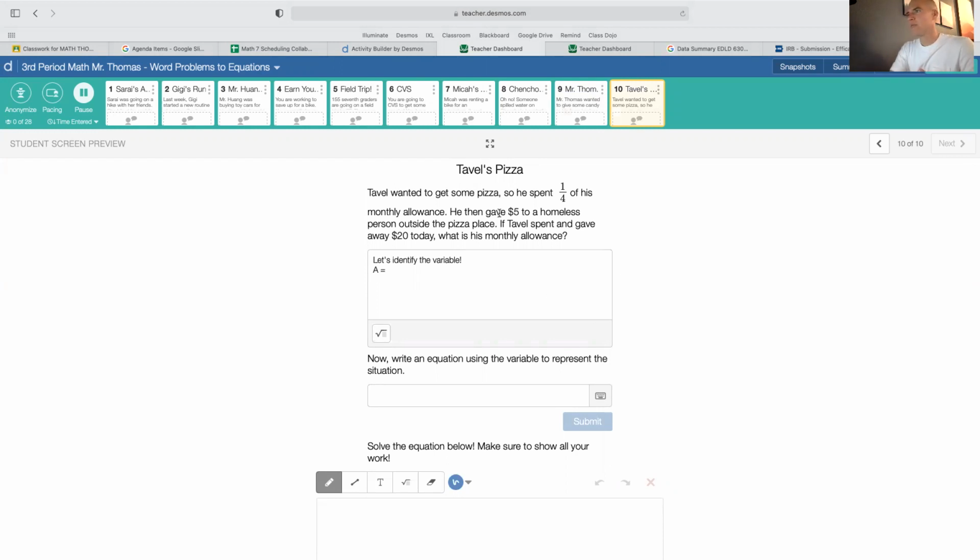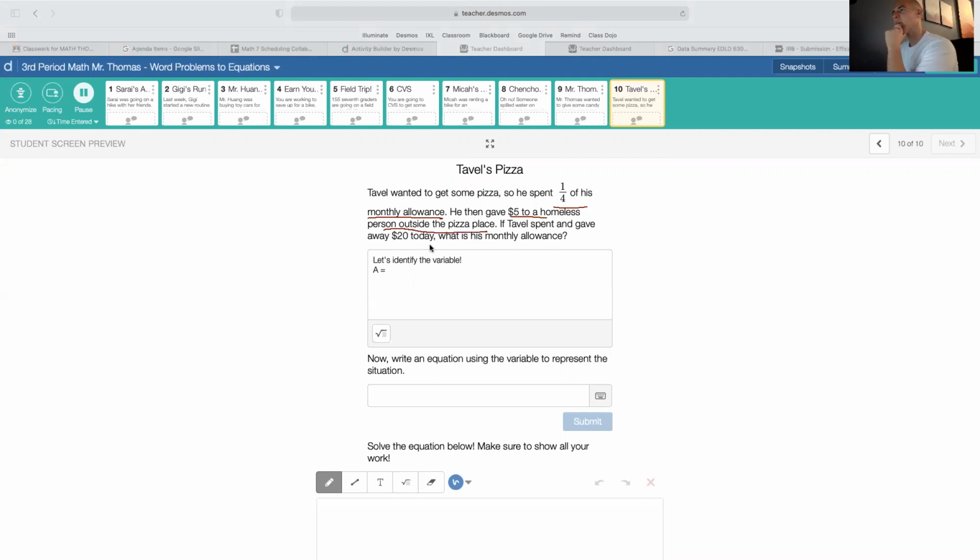Spent 1/4 of his monthly allowance. All right, I feel like we're going to have something divided by 4 or 1/4 times something in our equation here. He then gave $5 to a homeless person outside the pizza place.